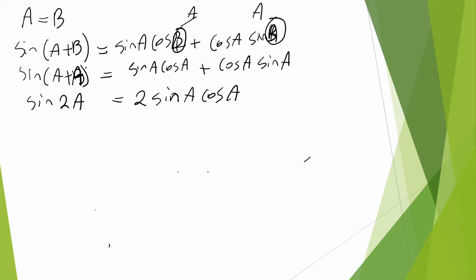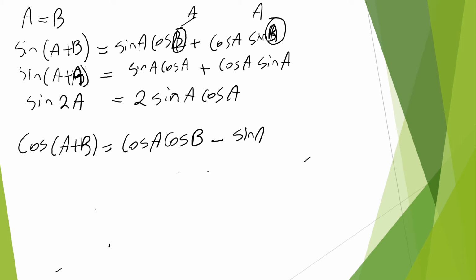We'll do the cosine as well, so we can use the same thing. I'm just going to use 2A straight away. So remember A plus B. Okay, I'm just going to write it. I don't want to use shortcuts now. So cos of A plus B is the same as cosine A cosine B minus sine A sine B. Now we said A is equal to B, so that's 2A in here.